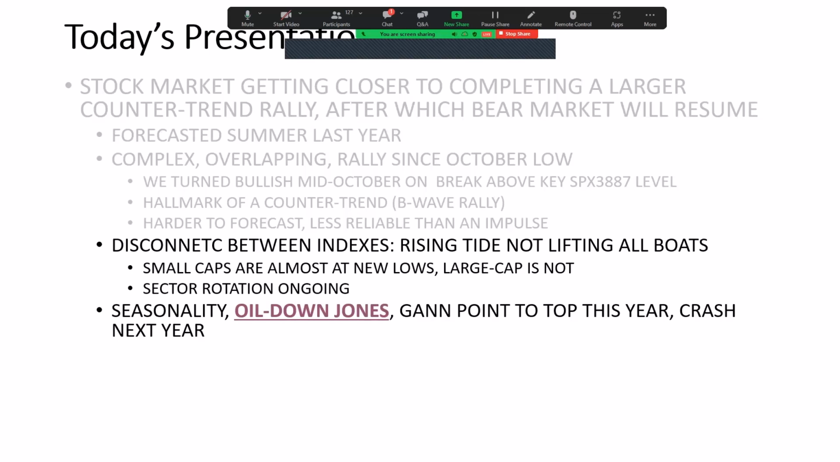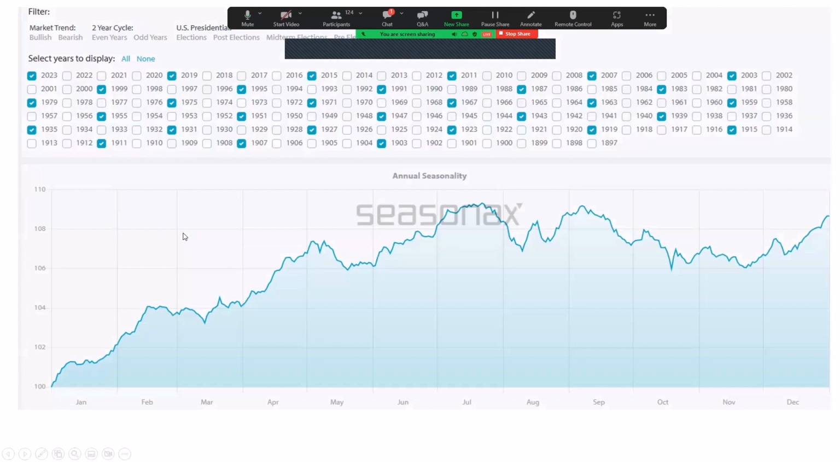Then we're going to go to the last point: seasonality, the oil Dow Jones relationship, and gold. They all point to a top this year. If you have a few minutes, we'll go over it. This is seasonality, the average of, in this case, I believe 36 or 40 plus data points for the Dow Jones during pre-election years. We're currently in a pre-election year. I want to compare apples to apples and not just look at a general average.